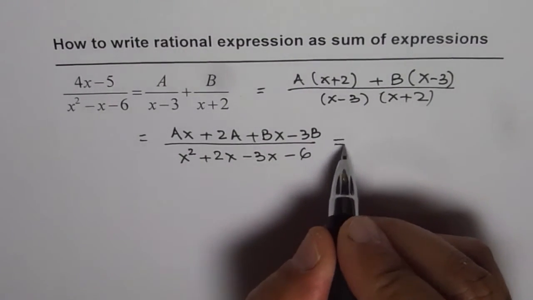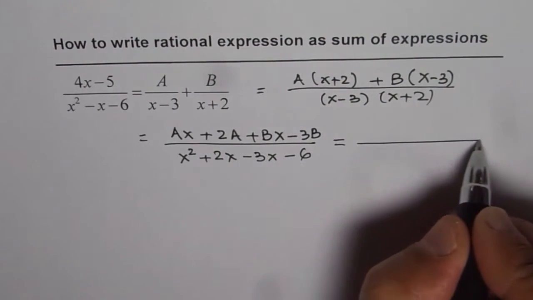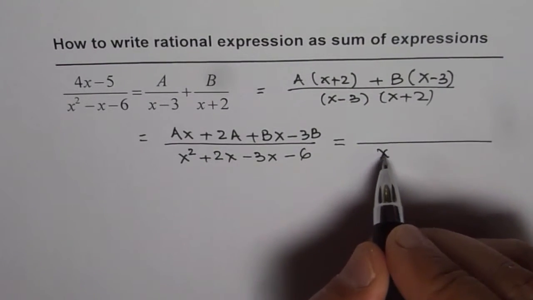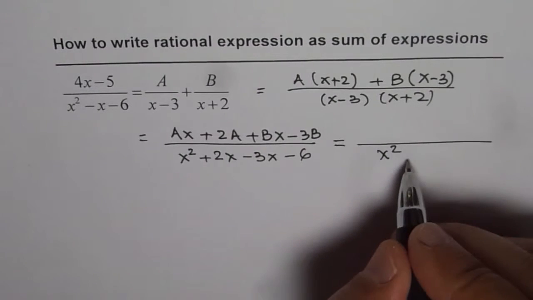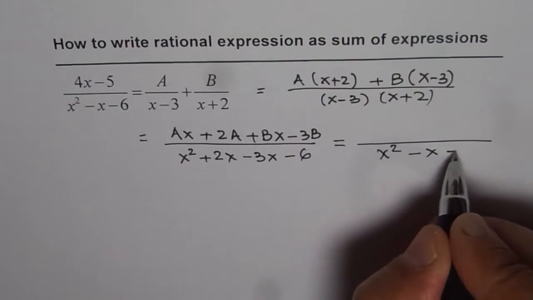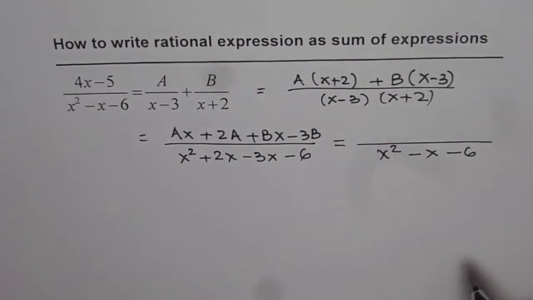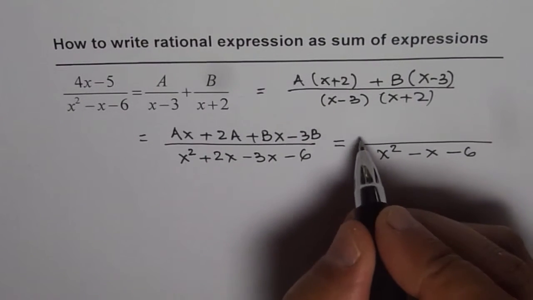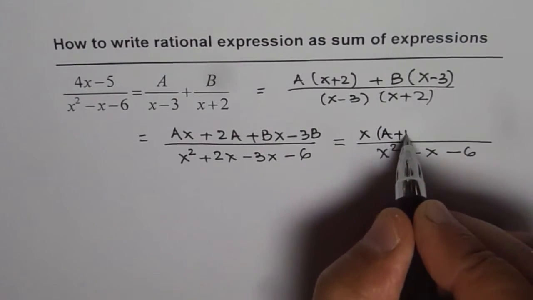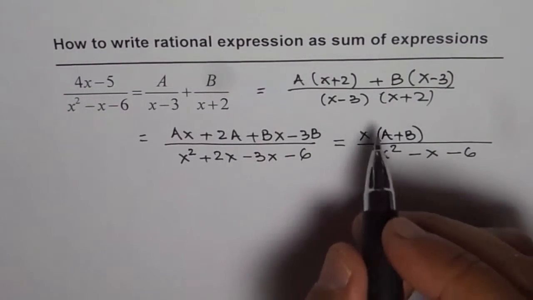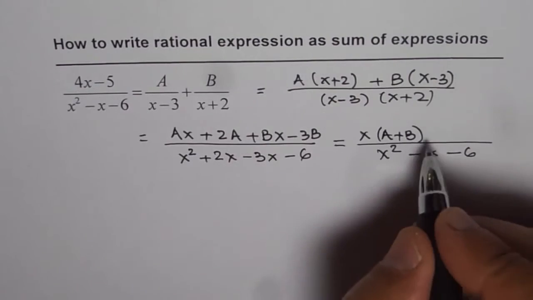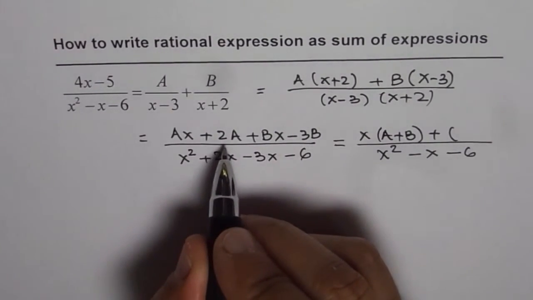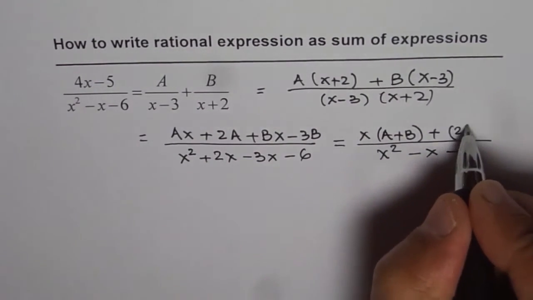Now in this equation, let's combine the like terms. If you combine the like terms, you get x², 2x - 3x is -x, and then we have -6. So you see, both denominators are exactly the same. Now in the numerator part, we can take x as a common factor. Then we have (a + b) as the first term, and the second term we can write within brackets as the constants, which is (2a - 3b).